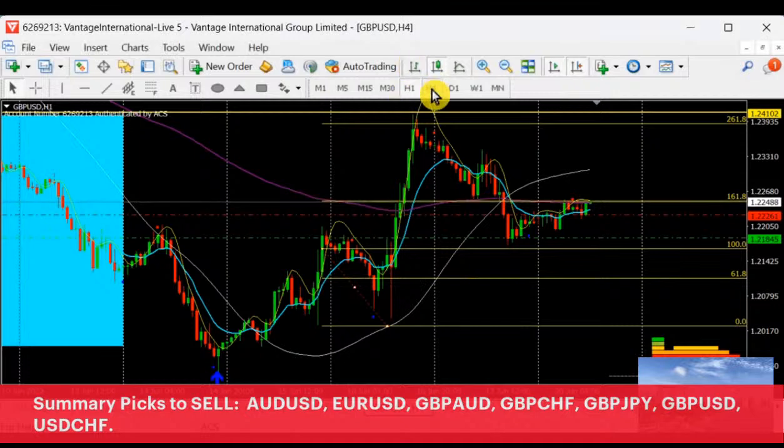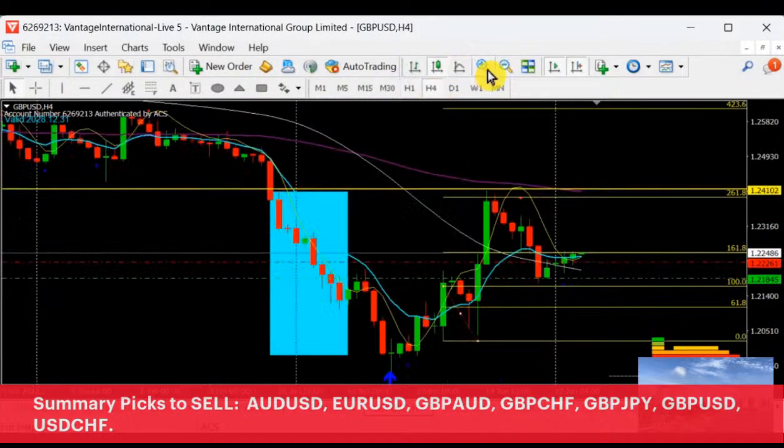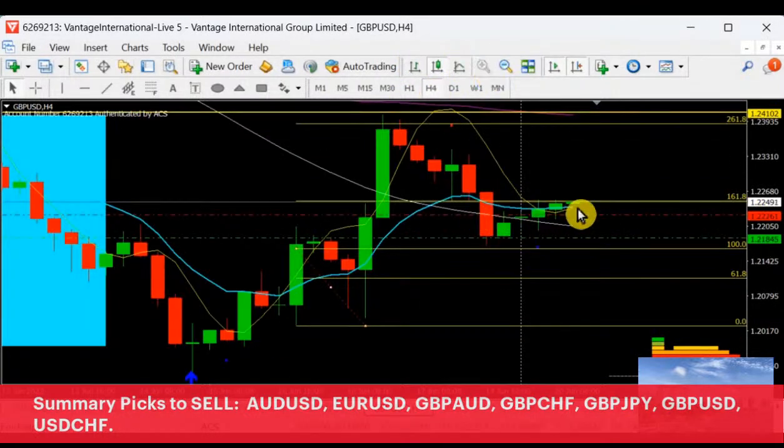Right now the H4 opening over here, I think pound yen, I don't think it's really good right now. Tentatively, by looking at this pound yen now, I won't say that it is good to sell.